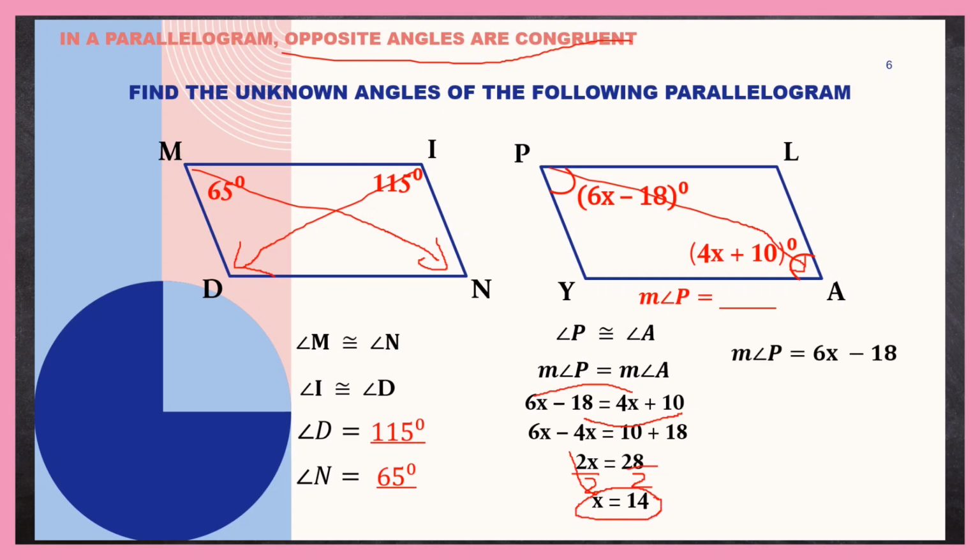Then let us use 6x minus 18. Substitute the value of x here, which is 14, to be able to get the measure of angle P. So the measure of angle P is equal to 6 times 14 minus 18. So 6 times 14, we have 84. And then 84 minus 18, so the measure of angle P is equal to 66 degrees. Do not forget to write the symbol for degrees. We have a small o on the upper right side.